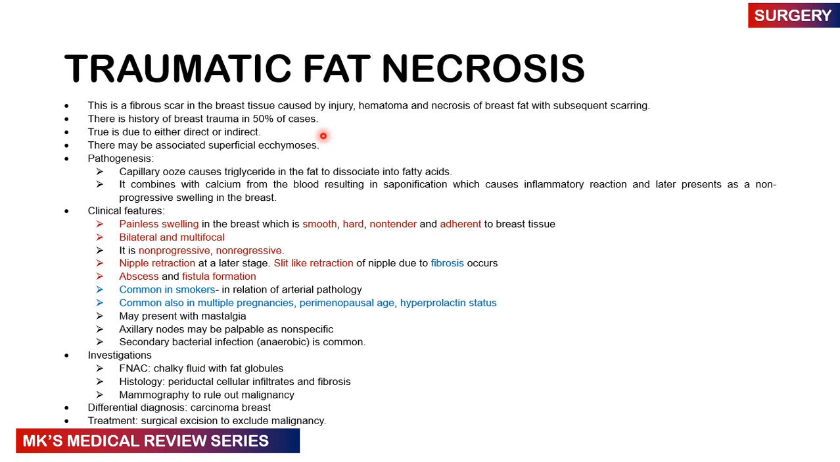Last but not least, we'll talk about traumatic fat necrosis, where there is a fibrous scar in the breast tissue which is caused by injury, hematoma, and necrosis of the breast fat with subsequent scarring. It's seen in 50% of the cases, and it may be either direct trauma or indirect trauma. Sometimes a woman may not even notice. For example, she's in a car wearing a seatbelt, involved in an accident. Sometime afterwards, you realize that she has traumatic fat necrosis, or she may even be playing a contact sport. These are often associated with superficial ecchymosis.